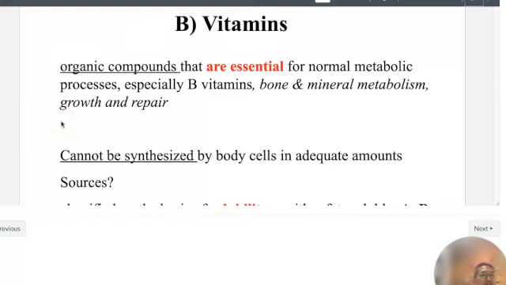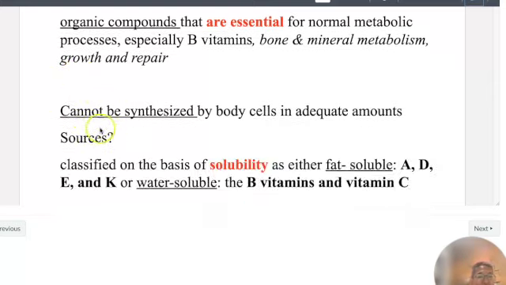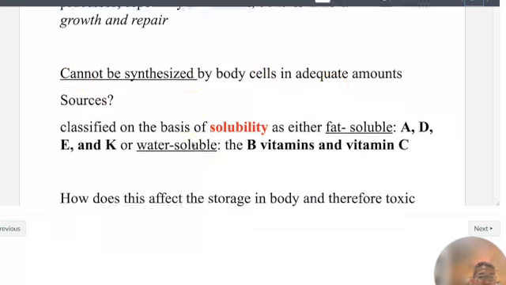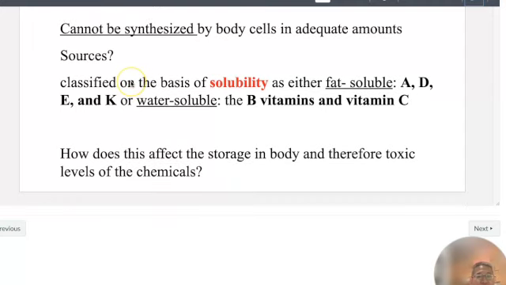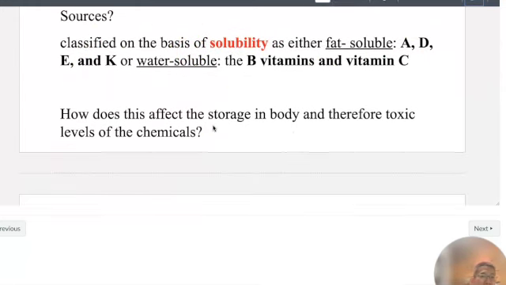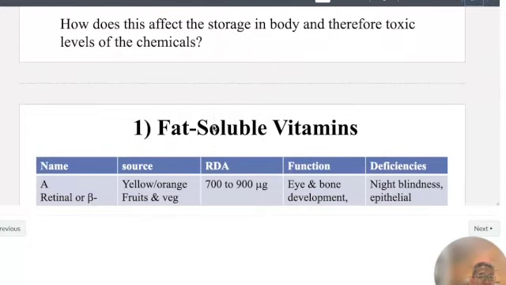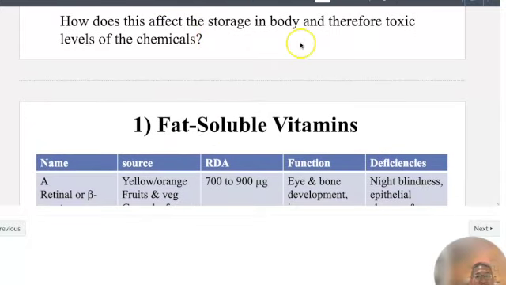Okay, it's part of biochemical reactions to help the body grow cells and all that. Okay, it cannot be synthesized by the body cells in adequate amounts. There are two types of classification: fat soluble and water soluble. Okay, fat solubles are A, D, E, and K. Water solubles are B and C. So this, of course, might be on the test. Okay, so remember which one is fat soluble, which one is water soluble. Anything too much is bad.